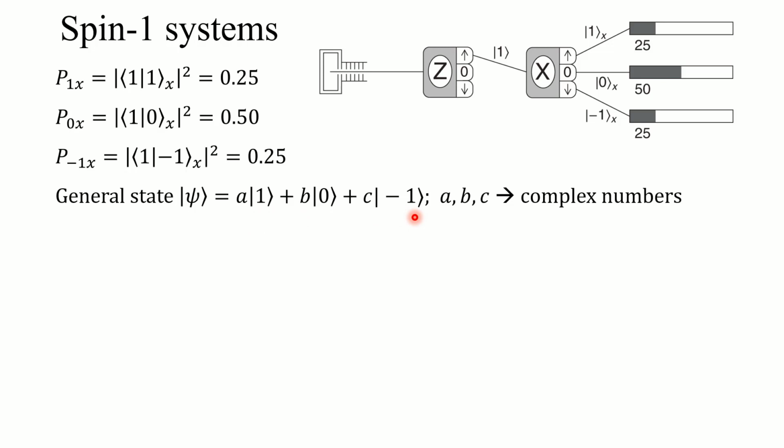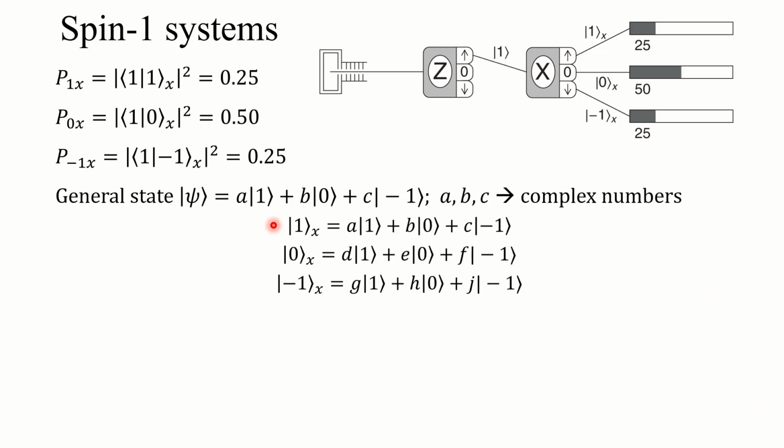We also know that those eigenkets for the Z bases, the 1, the 0, and the -1 in the Z bases, form a complete set. So we can describe any general system ket as a linear combination of those, just with A, B, and C as complex numbers. So we can write our spin 1 in the X direction that way, as a linear combination of the 3 spin Z states. Likewise for our spin 0 and our spin -1 in the X direction states.